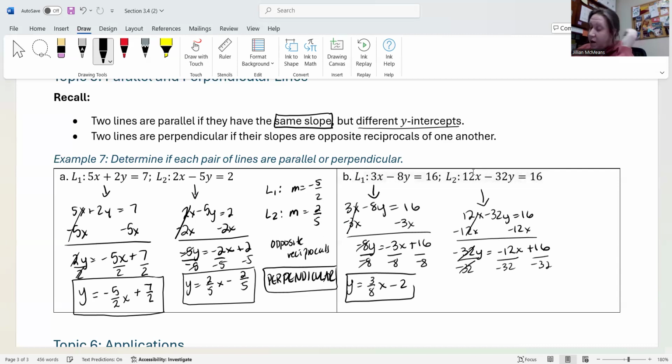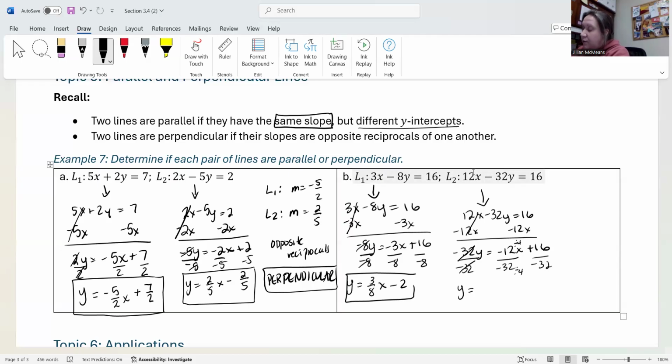32's cancel to become 1. 1 times y is y. And now be careful here. We've got to do some simplifying. Looking at 12 and 32, they both have 4 in common, so we would divide them both by 4. I'll put little tiny 4s here.